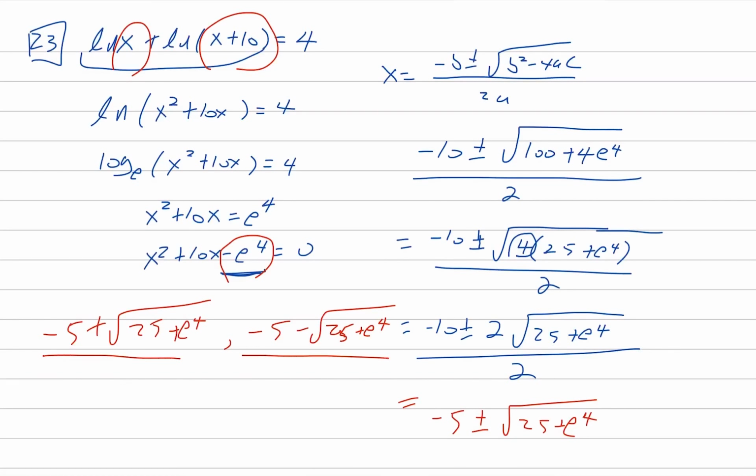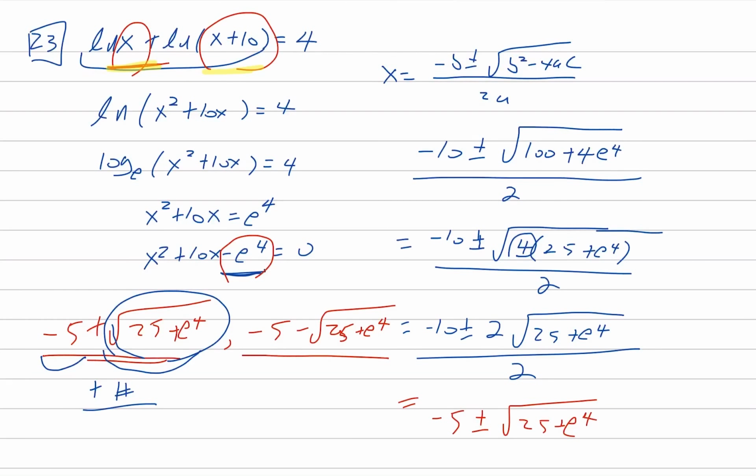So that means we have to know if any of these will give us negative, either here or here. So here we have to do some analysis. Here we have negative 5, and we're adding a number that is bigger than 5, because the square root of 25 is 5, but we're adding a number, right? So this value right here is bigger than positive 5. So this is a positive number.